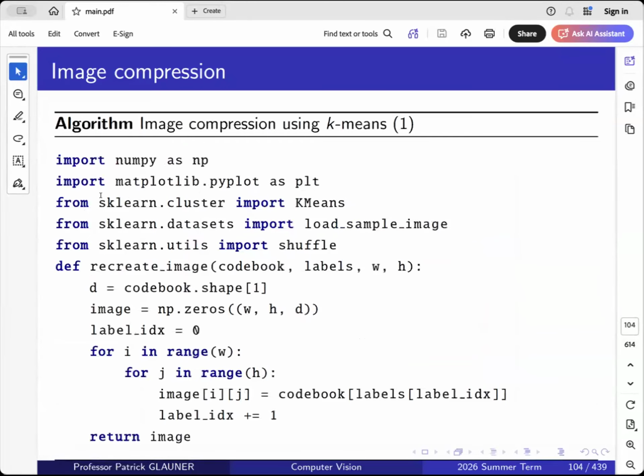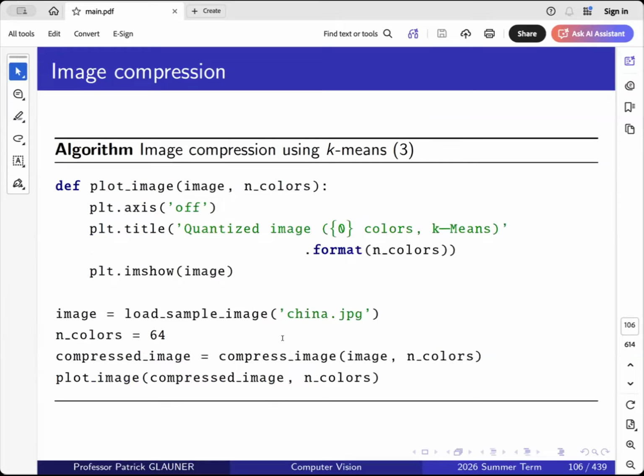There's a machine learning library that many of you have probably seen, scikit-learn, a very famous machine learning library. It offers a clustering package, and in there is k-means. We also need to load a sample image, and the sample image is the one we have just seen, china.jpg, which comes with scikit-learn. We can load the image. We can say I want 64 colors. I want to compress the image.